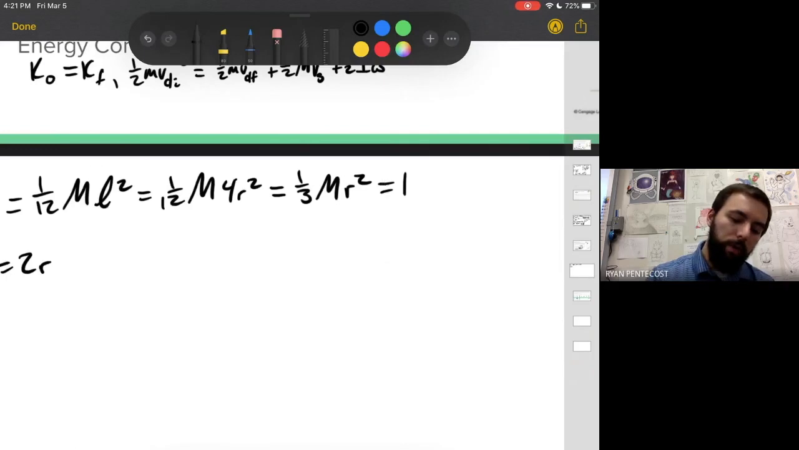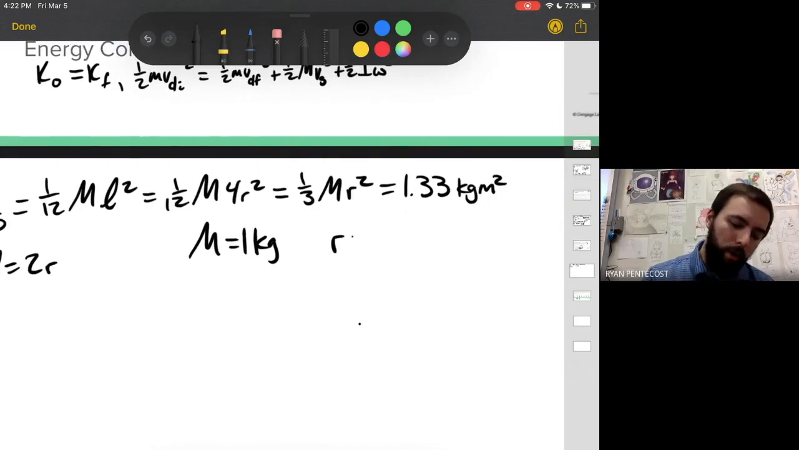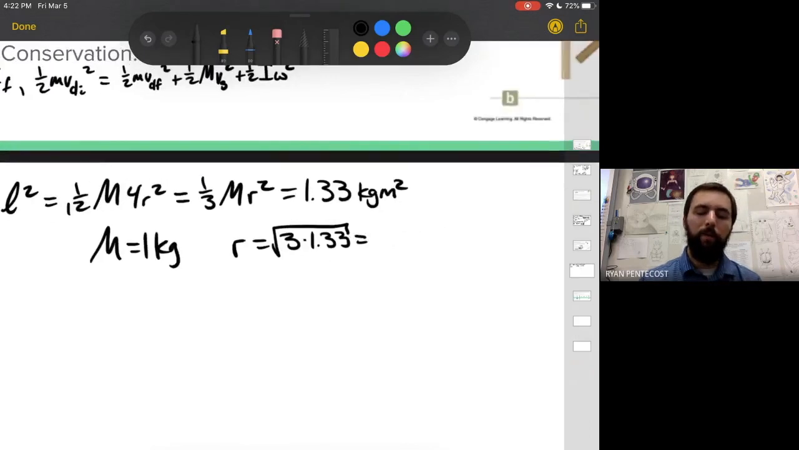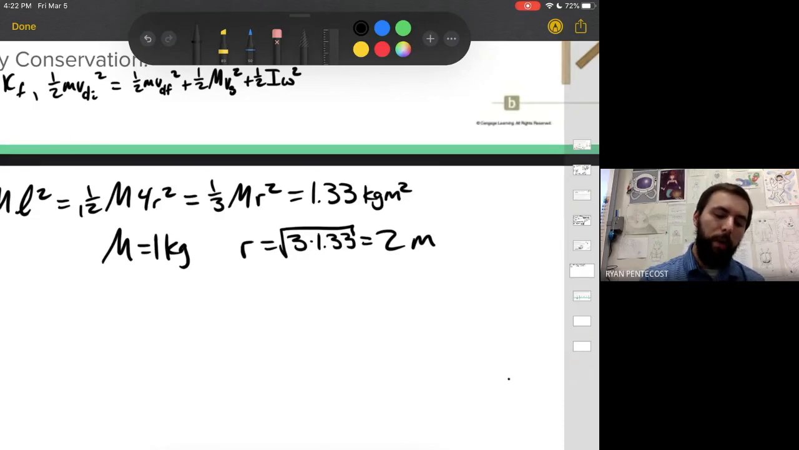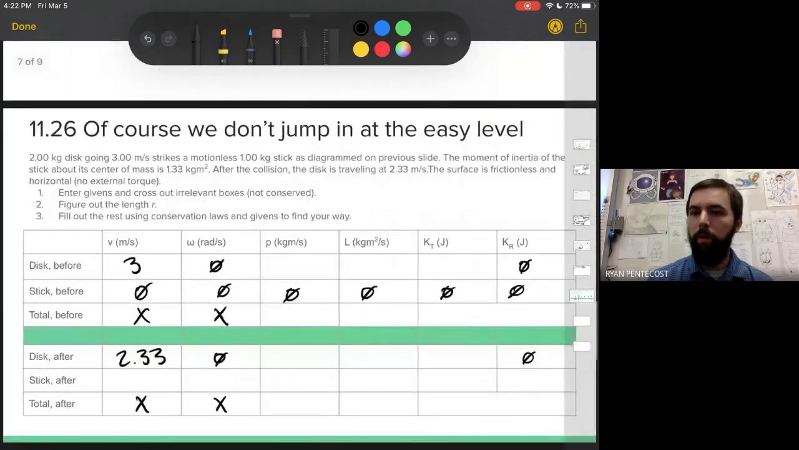And we also know that this equals 1.33 kilograms square meters, right? So we can actually solve this. We know that the big mass of the stick is 1 kilogram, so if we multiply or divide it, it's not actually going to matter. So R equals 3 times 1.33, and you take the square root. 1.33 times 3 is 3.99, which is basically 4, and the square root of 4 is 2. So we're going to say that the radius is about 2 meters. That is our missing piece, and now we can go on with completing our puzzle.